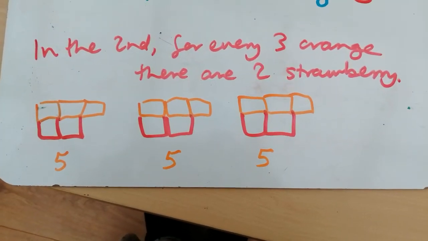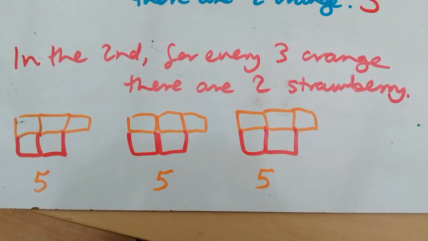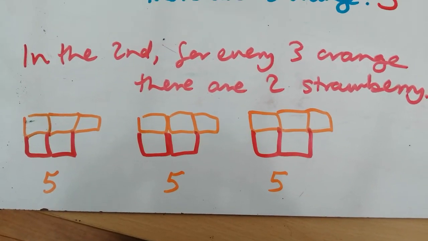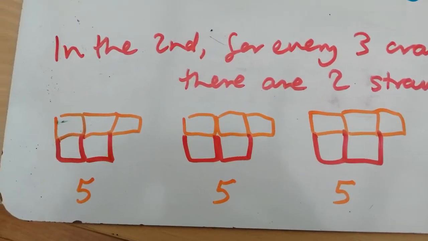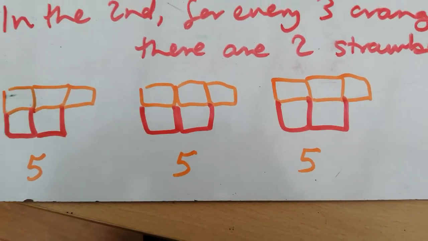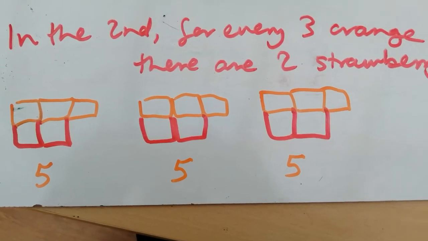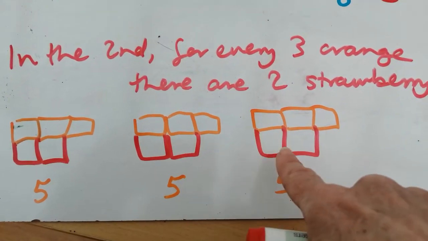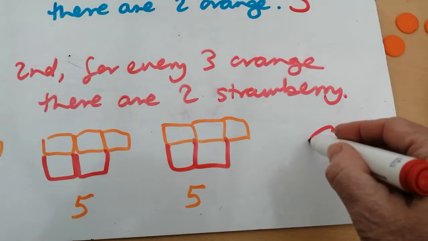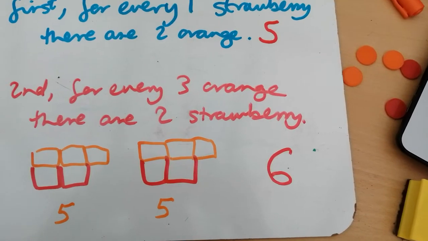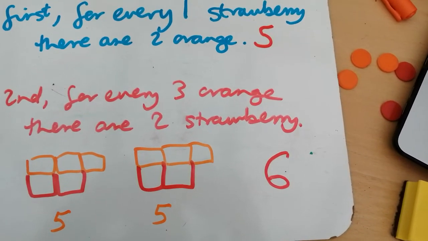Then for the second one, I've used a bar model representation. 3 orange to 2 strawberry. In this case, there are 5 in each pattern. So I've got 5, 10, 15. And you can see that there are 2 strawberries each time. So I've got 2, 4, 6. I've got a total of 6 strawberries. So the answer to my question is that the second packet has more strawberries by 1.